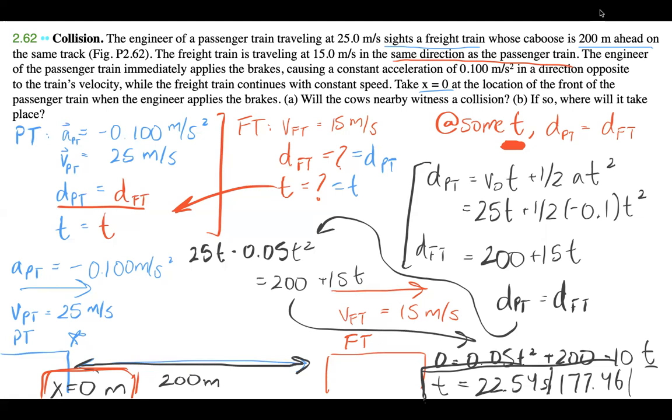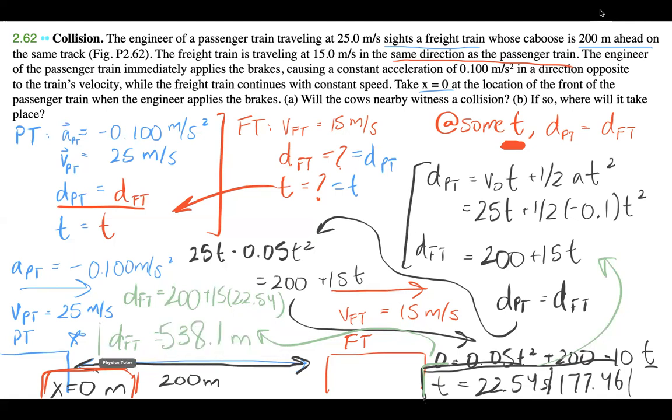Okay, this is a little bit messy, but just follow along with this green arrow. We just have to take our t and plug it into one of these equations right here. So it can be dpt or dft. If we plug it into dft, the distance of the freight train, because that's just easier to plug in, we get 200 plus 15 times 22.54. And then we get the distance of the freight train is equal to 538.1 meters. And that is where the collision is going to take place.